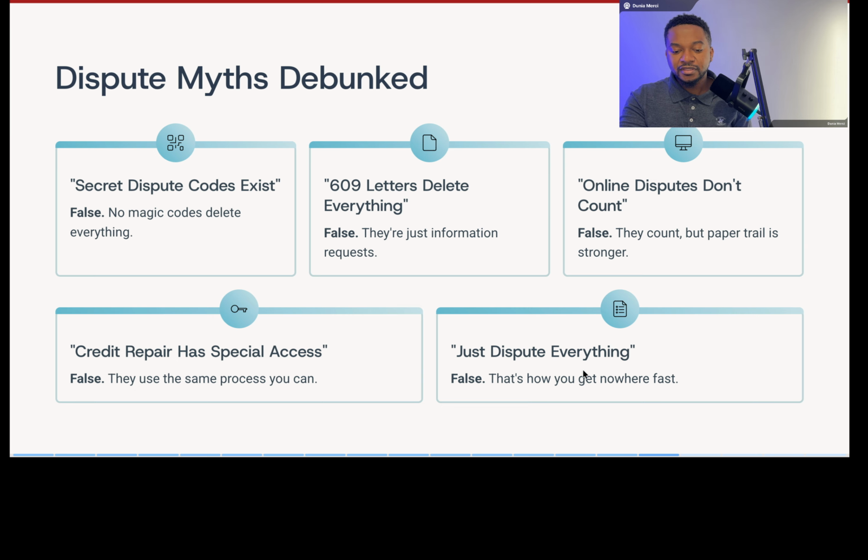Another myth is that you should just dispute everything. This is inaccurate. Just don't dispute everything. If you have a positive account that's helping your overall credit file, don't dispute that account because it's helping you, right? If the account has all positive history, don't just dispute it for the sake of disputing. So be very selective and only dispute negative items off of your report.